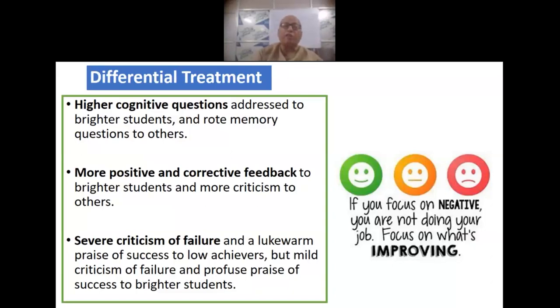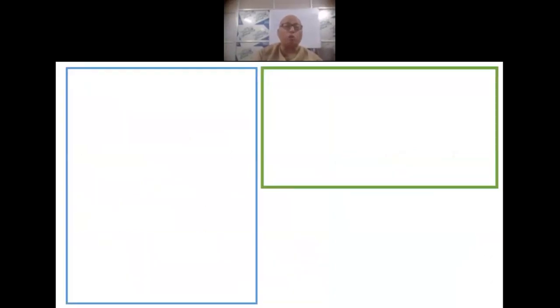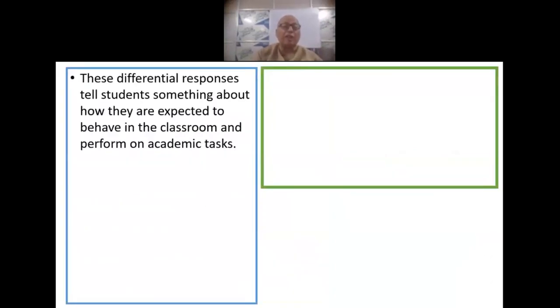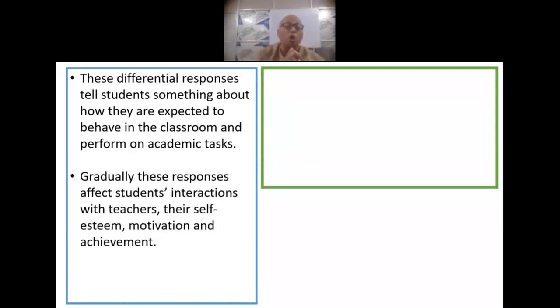Now this differential treatment tells students how to behave in the class. And because of that, it affects students' interaction with teachers. That's why the weaker students do not come close to teachers. It affects their self-esteem. It affects their motivation and achievement.